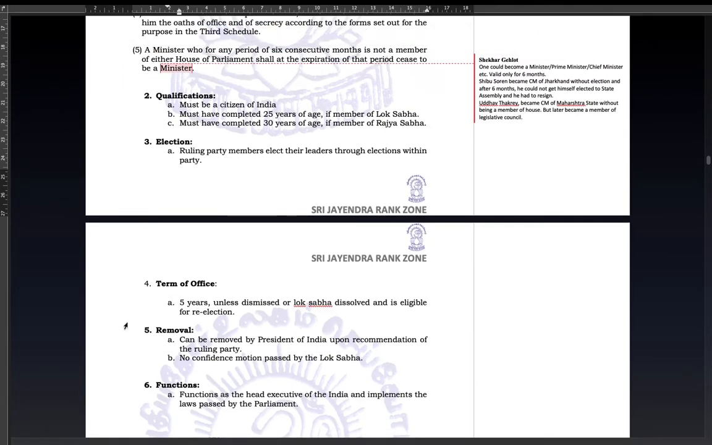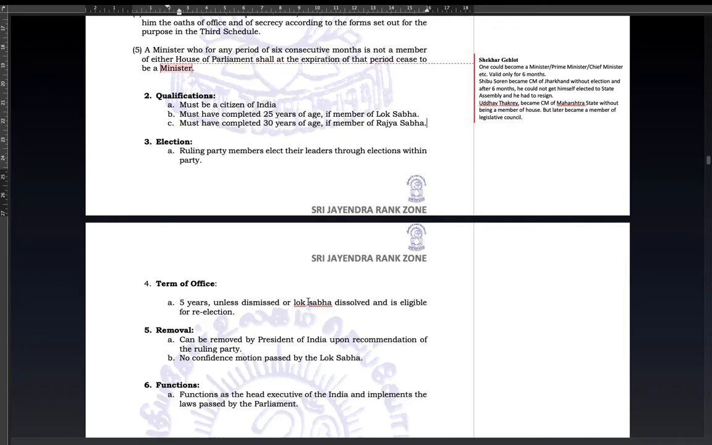Then there is the term of office of these ministers, prime minister or chief ministers: 5 years from the date of election unless dismissed. Okay, they could be dismissed. We discussed that if a no trust motion or no confidence motion is there, then they will be dismissed, or if Lok Sabha is dissolved.